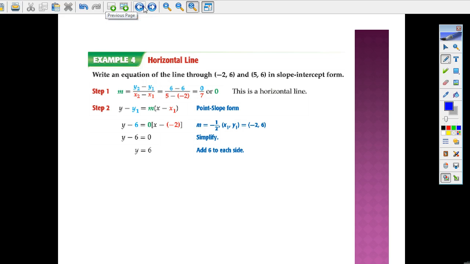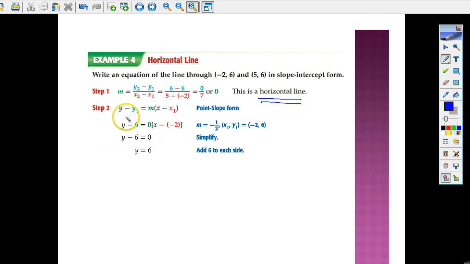Alright, welcome back. We're moving on to example 4, horizontal line. Write an equation of the line through negative 2, 6 and 5, 6 in slope intercept form. So when you try to do the slope, y2 minus y1 over x2 minus x1, you find out you have 0 over 7, which is the same as 0. That means this is a horizontal line. When you have a zero slope, it's a horizontal line. It's a line that goes sideways.